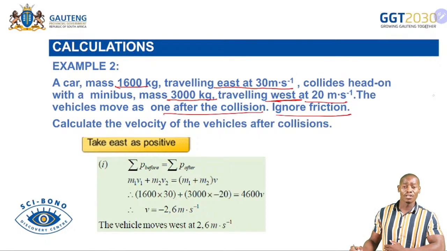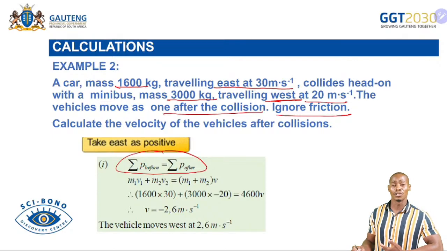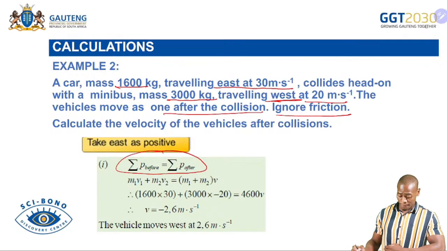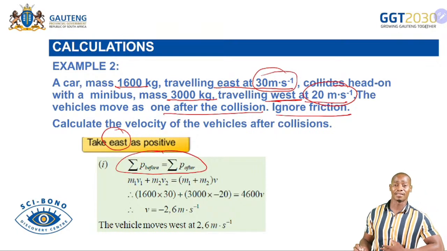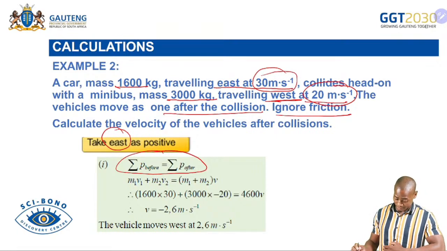So after collision, we are told that these two objects, the car and the minibus, are moving as one. So we need to combine the masses. This is the equation, but before the equation, we need to make sure that we choose the direction. The frame of reference here: we are taking east as positive. Since east is positive, this velocity will be positive, but this velocity will be negative. Why negative? Because the minibus is traveling in which direction? West.